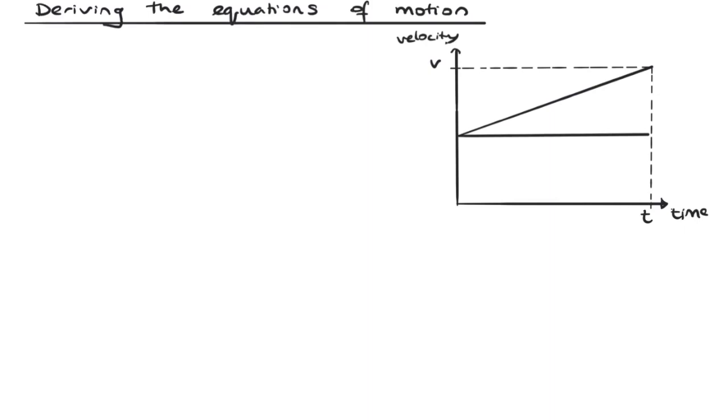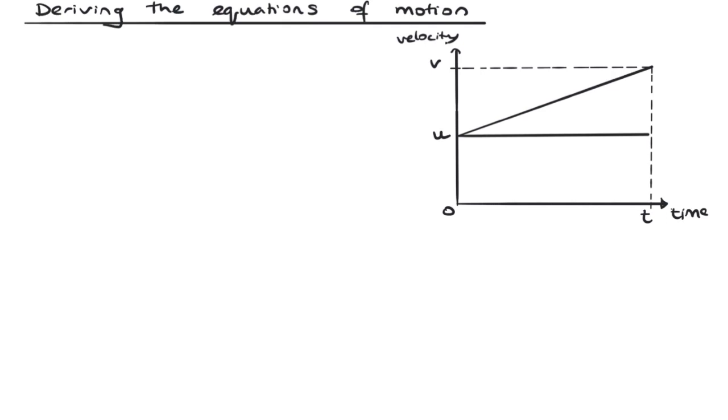So we all know the equations of motion, or suvat equations, but we do need to know how to derive them. So let's start by looking at this diagram where you have a velocity-time graph, and the initial velocity of this object is u meters per second and the final is v. And in time t, it reaches that final velocity.